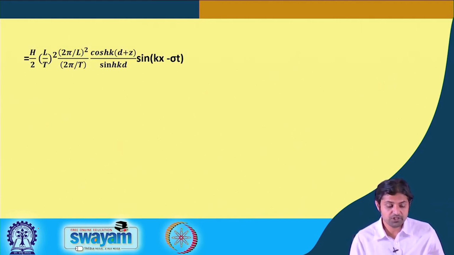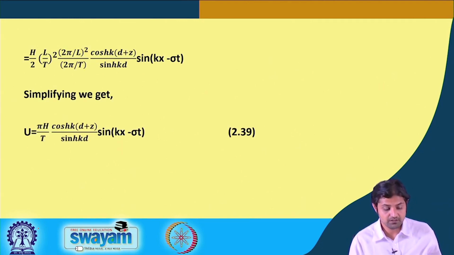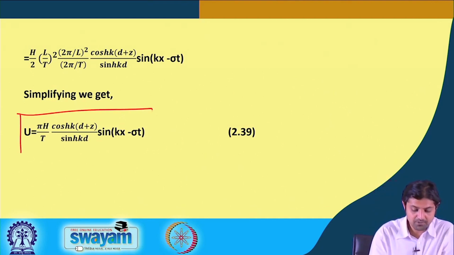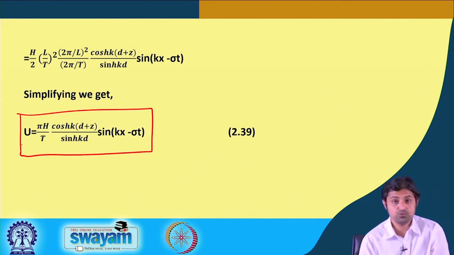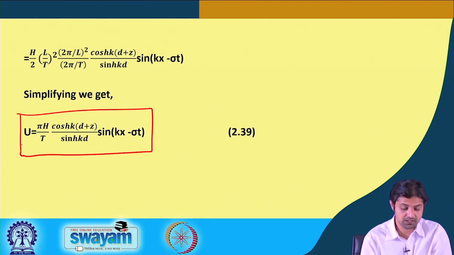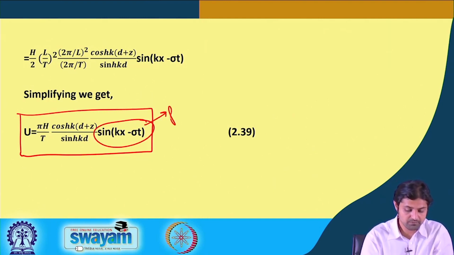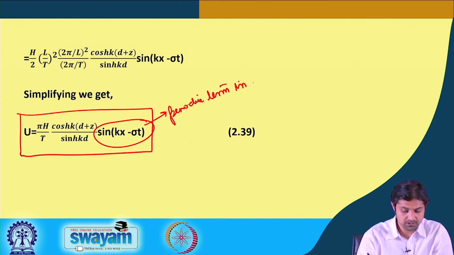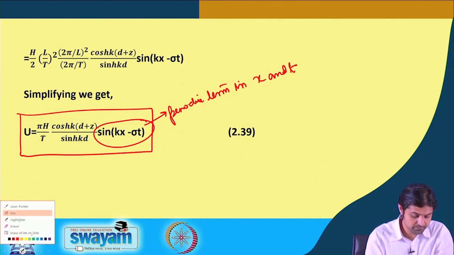So, just doing manipulation, writing in terms of L and T, this equation you can remember, but it is not mandatory, since you will definitely remember the velocity potential equation, and therefore, you can derive this u even for your assignments and exams. So, it is pi h by t cos h k (d plus z) divided by sin h k d into sin (k x minus sigma t). This is the periodic term in x and t, sin (k x minus sigma t).